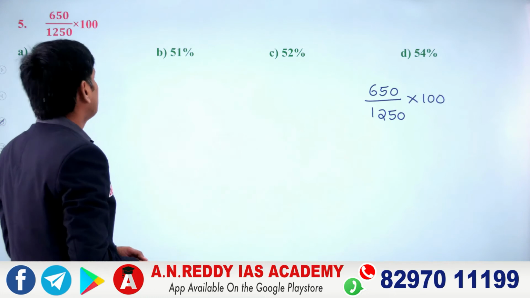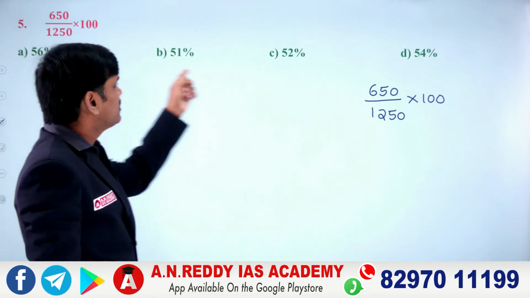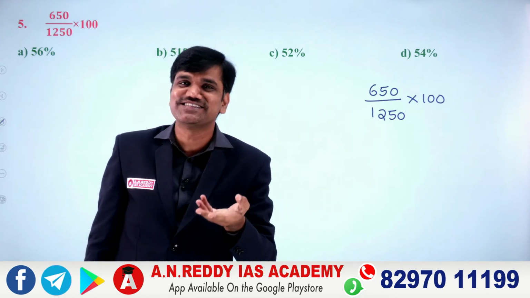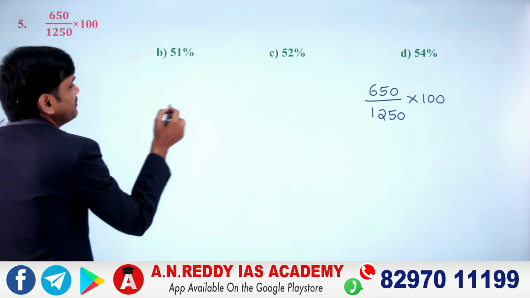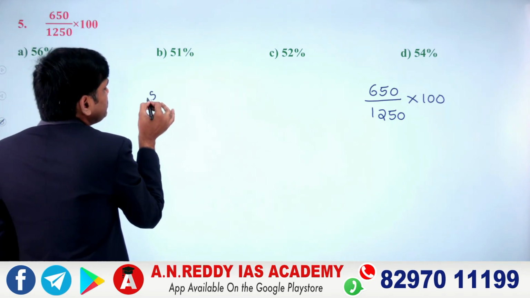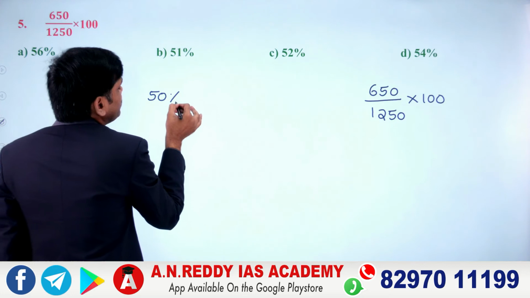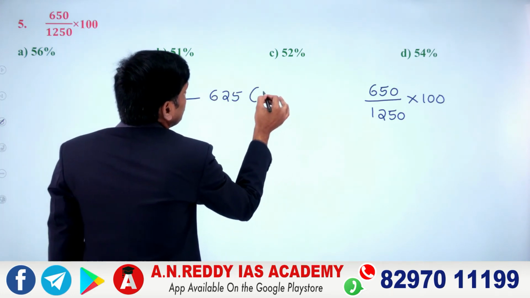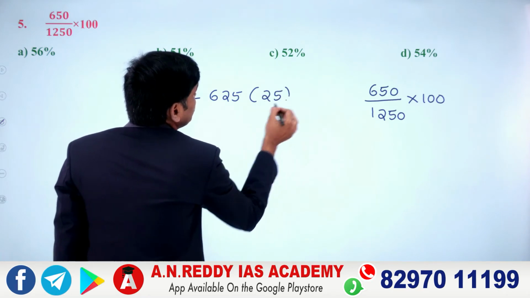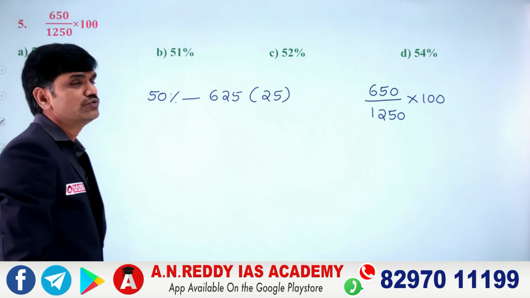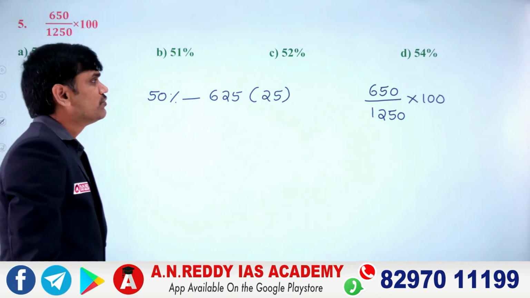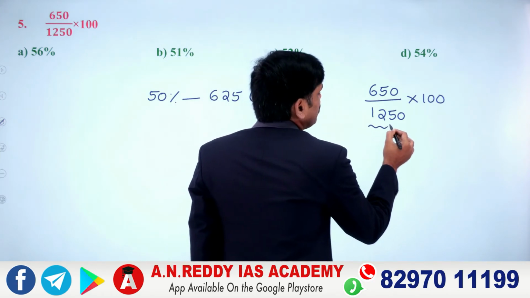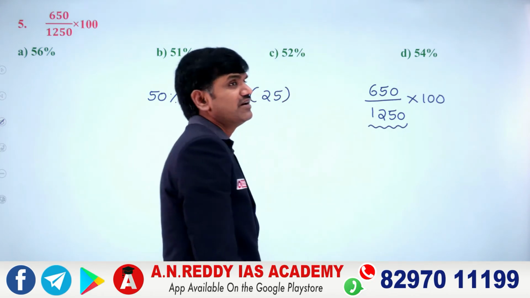And moreover, sometimes options will give you the hint, because if all the options are around 50%, your answer is somewhere around 50% only. That's how you can easily guess. Going ahead, what is 50% now? 50% of 1250 will give you how much? 625. How much more should you go to reach 650? 25 more. That 25 is what percent of this? 10% will be how much? 125. 10% I cannot add.